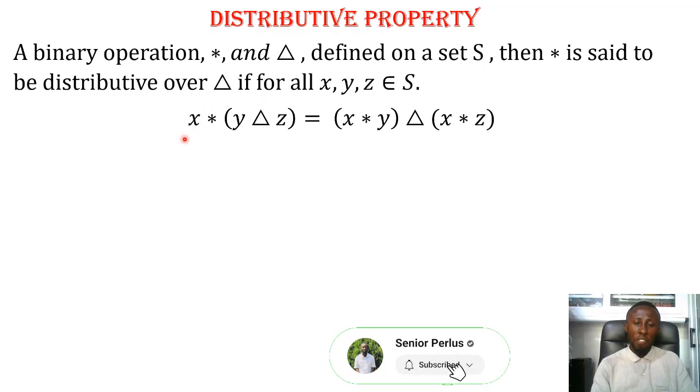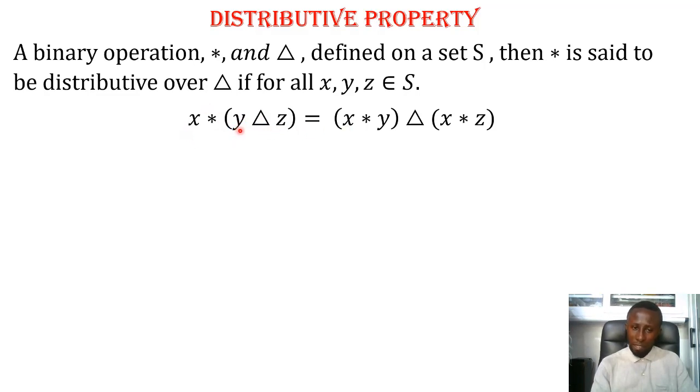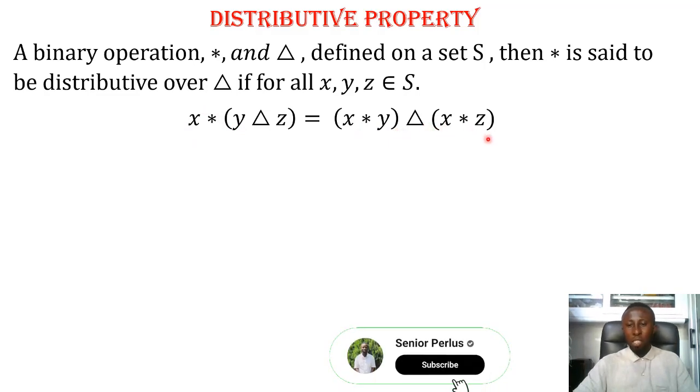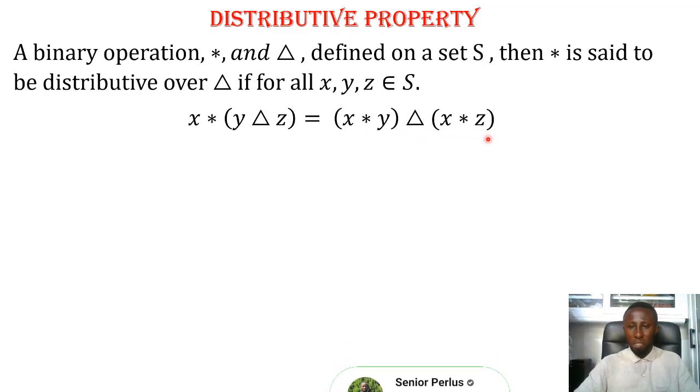So we are saying that if x star (y triangle z) equals (x star y) triangle (x star z), then the operation is distributive. That's what we are going to say.